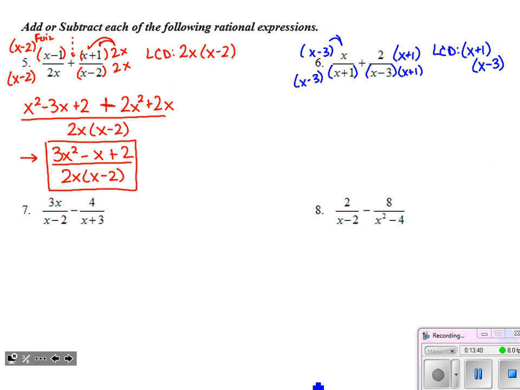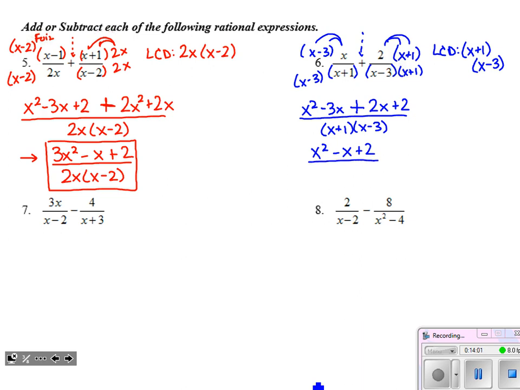And second fraction is missing the x plus 1 factor, so I'll multiply that in top and bottom. And I've got a couple places to distribute before I add those numerators together. Get x squared minus 3x, then my big addition, 2x plus 2, again, all over that common denominator. And if we combine like terms, x squared minus x plus 2, once again, over that common denominator.